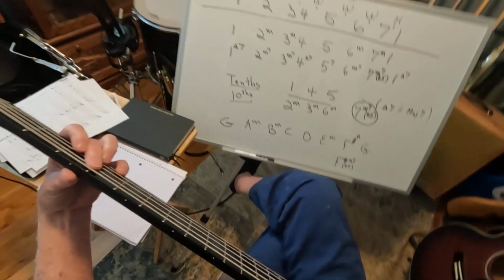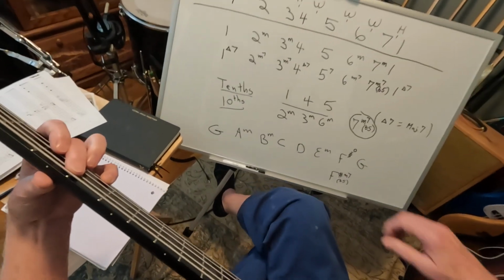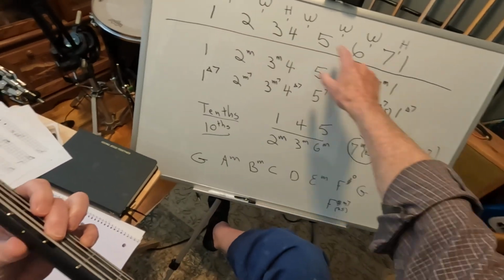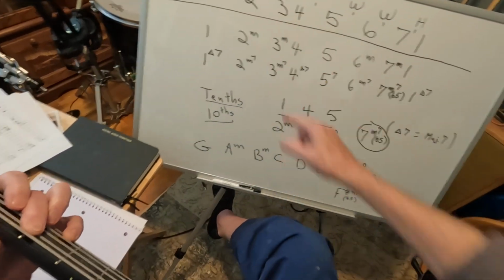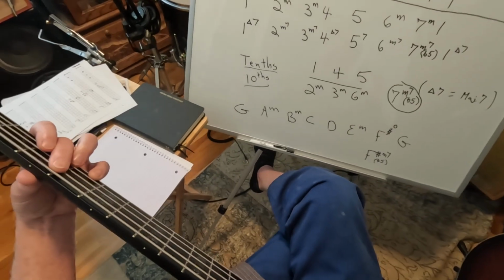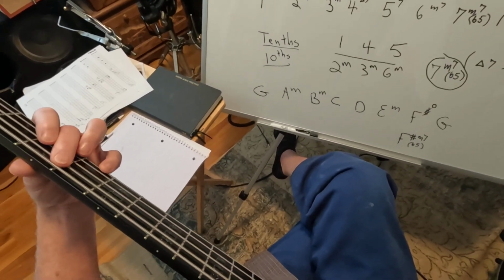So to play the whole scale in tenths, you're going to use this formula that we just talked about. Whole step, half step, whole step, half step. So it would be like this.